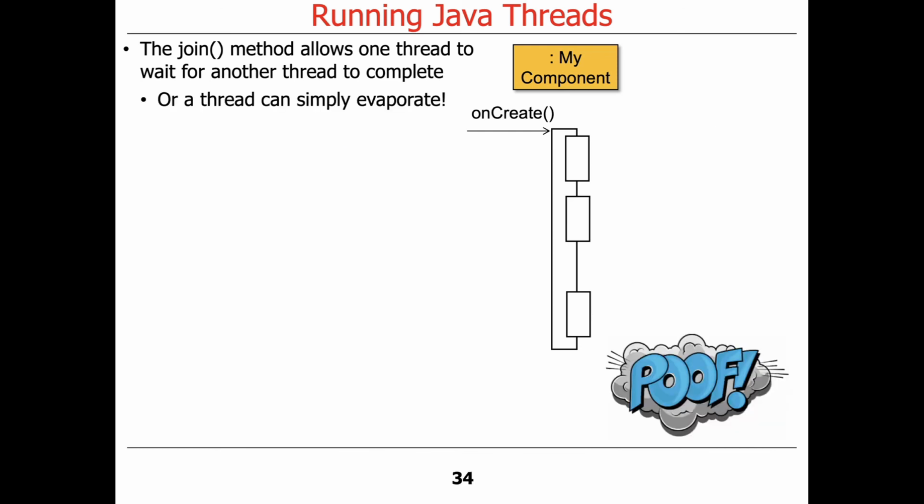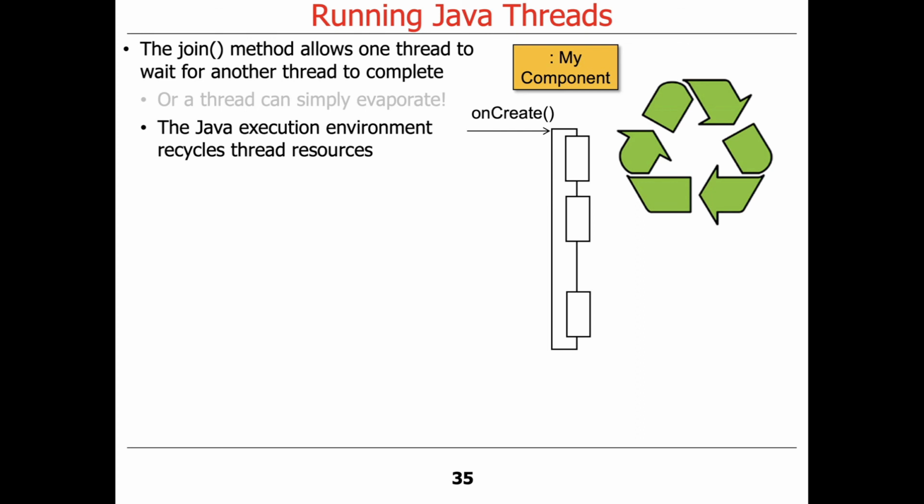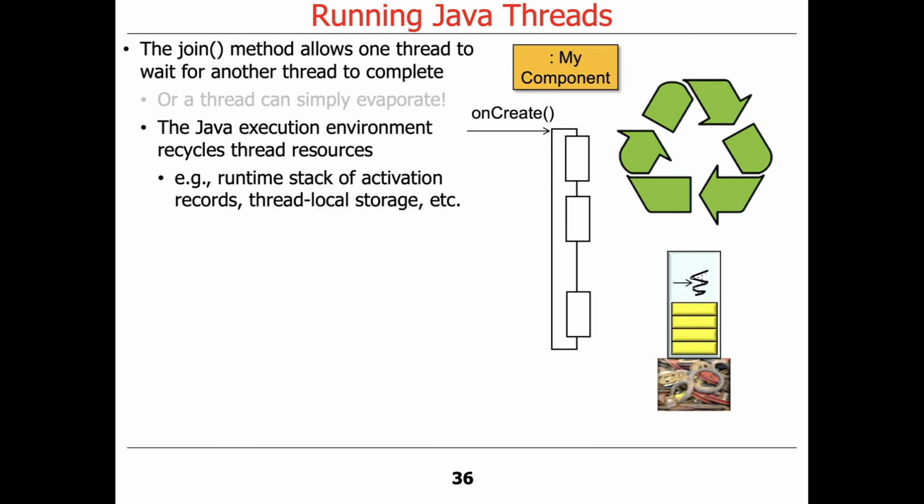A thread can also simply evaporate. Nobody needs to join with it at all. So in that case, it just disappears altogether. And in either case, after you've joined with a thread or if it simply evaporates, the Java execution environment can recycle the thread resources. That would include things like the runtime stack and thread local storage. This, again, is especially true for platform threads. Obviously, virtual threads aren't giving very much back because they weren't using very much in the first place. The system resources were being multiplexed with the fork join pool we talked about before.